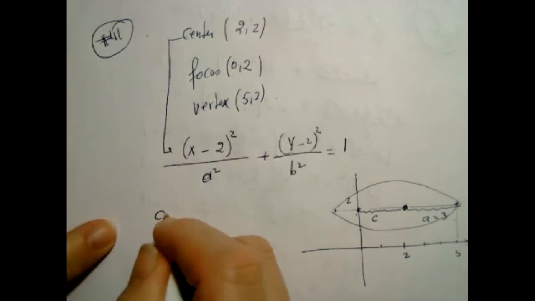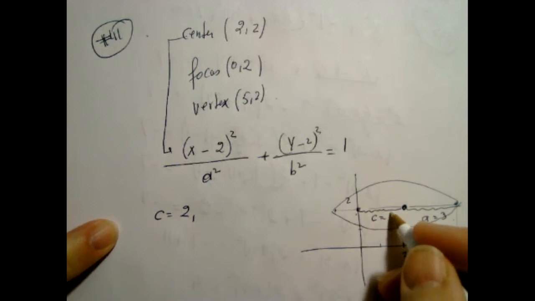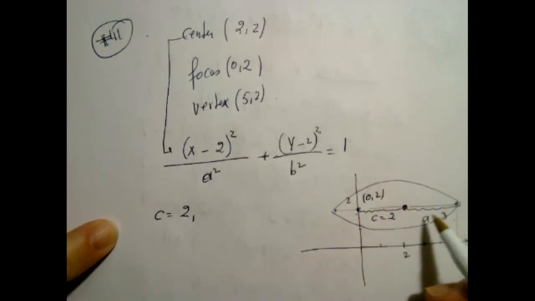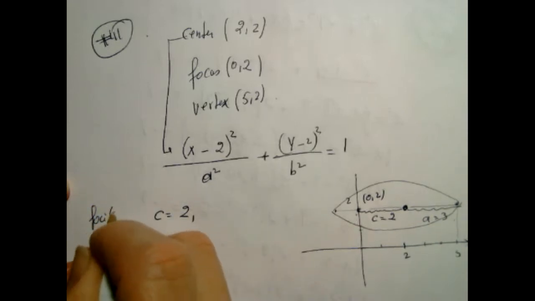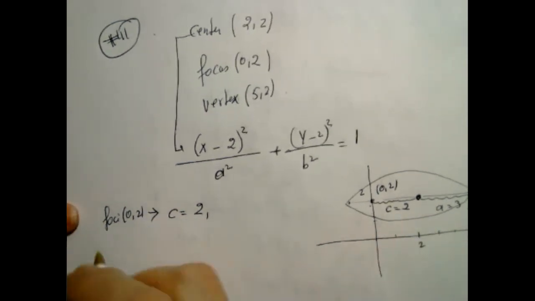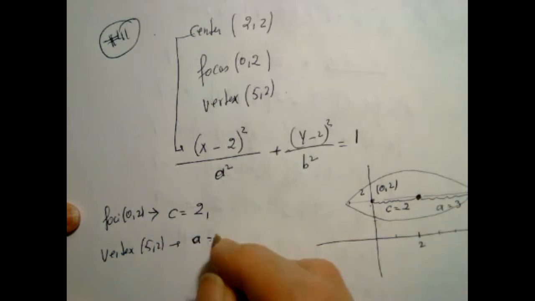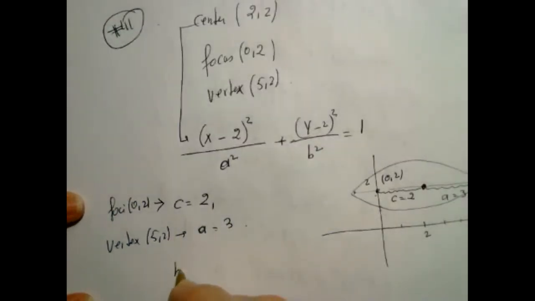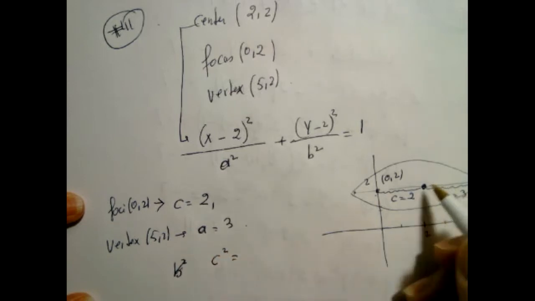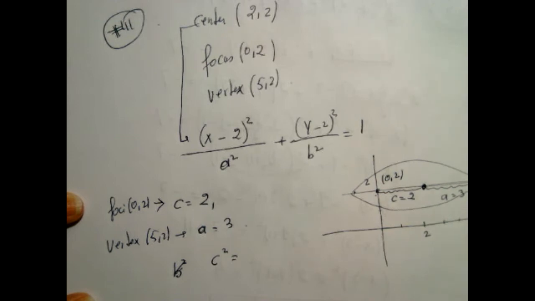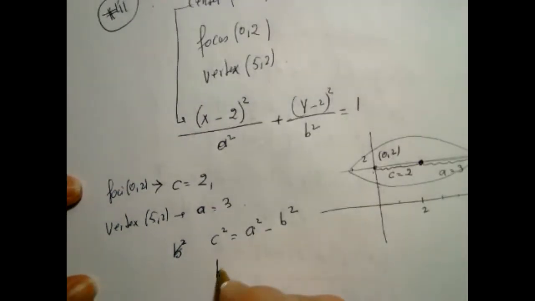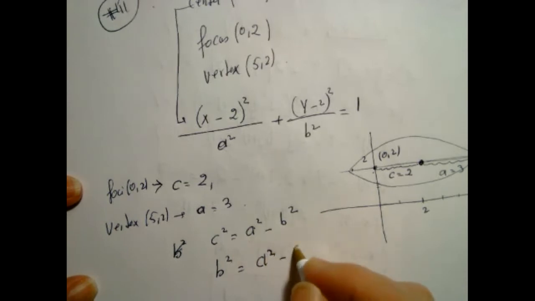So from the picture, we get the C is equal to 2, because the foci has 0, 2. That will give me the C. Vertex 5, 2. It means the A is how far we are from the center. It means A equal to 3. Now I need the B. Now because everything is on the line parallel to the x-axis, it means the C squared is going to be A squared minus B squared. So I solve for B squared, it's going to be A squared minus C squared. That's a 9 minus that's a 4 equal to 5.